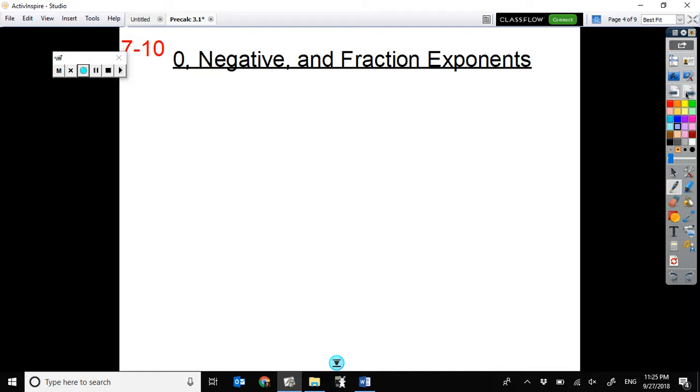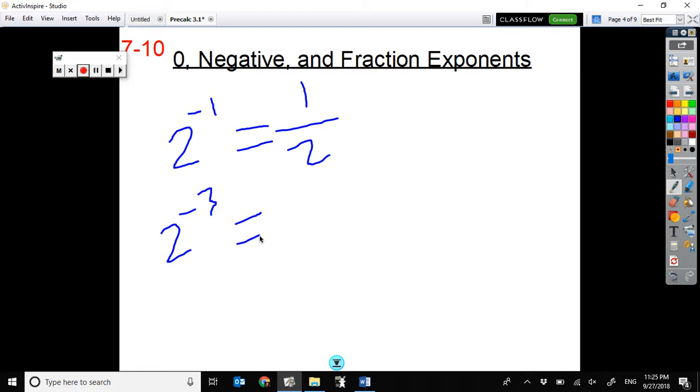Alright, so the next thing we need to talk about, 0, negative, and fraction exponents. And you've actually already seen what this means, but if I have 2 to the negative 1, that just means I do the reciprocal. If I do 2 to the negative 3, I still do the reciprocal, and that exponent of 3 stays on it. So I'd get 1/8. That's what negative exponents mean.